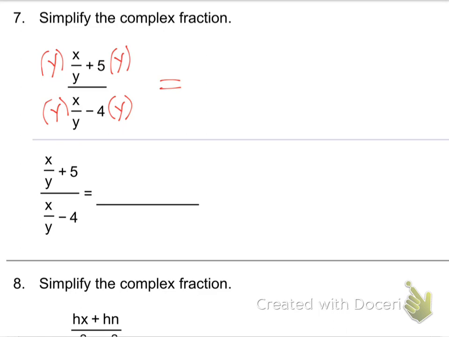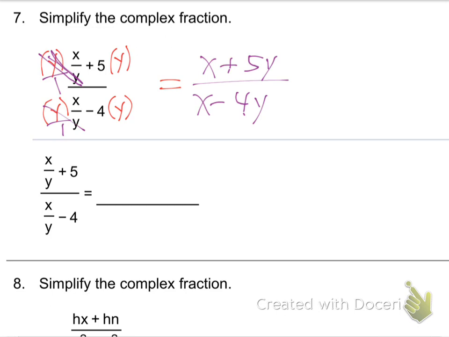We'll do our cancel thing. This is over 1, so these cancel. So that's x plus 5y. On the bottom, this is over 1, and these cancel. x minus 4y. And that's it. There's nothing more we can do. We can't cancel those x's, right, because they're glued together packages. So that's just it right there. Nothing more can be done.